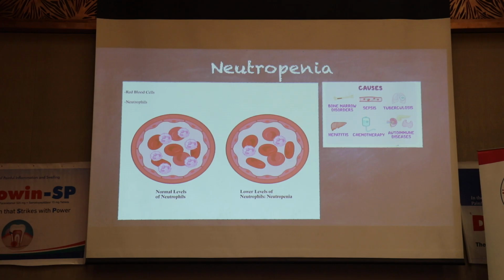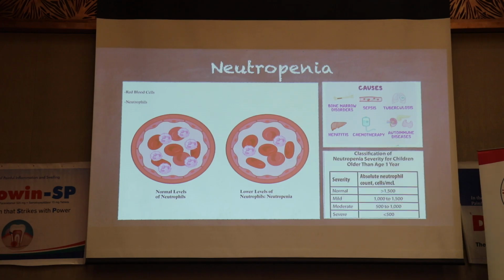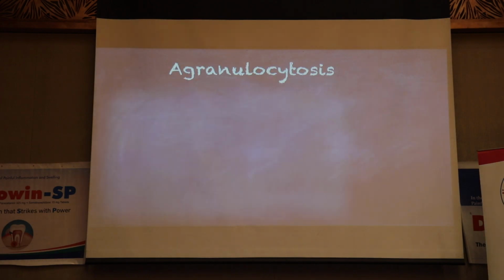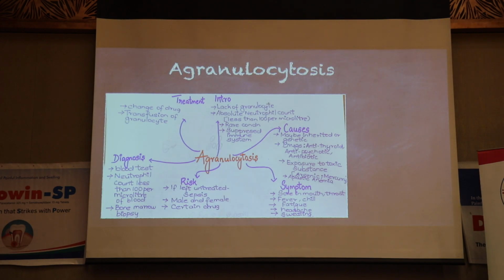The various hematological disorders: one is neutropenia, where the blood neutrophil count will be lower, and always remember, for us to do any procedure, the neutrophil count should be more than 1500. Again, agranulocytosis, a lack of granulocytes, where the absolute neutrophil count will be less than 100 per micrometer. We call agranulocytosis neutropenia or granulocytopenia as well.